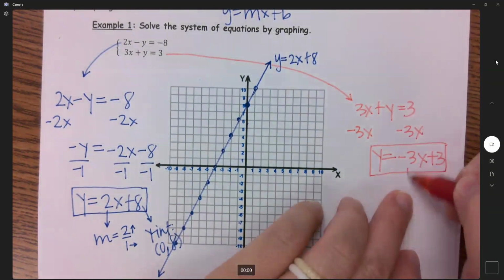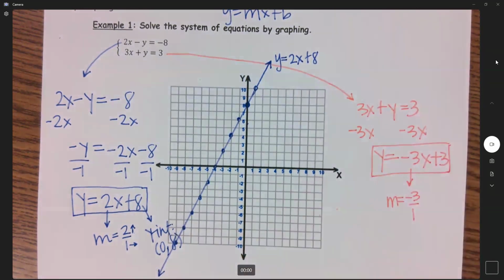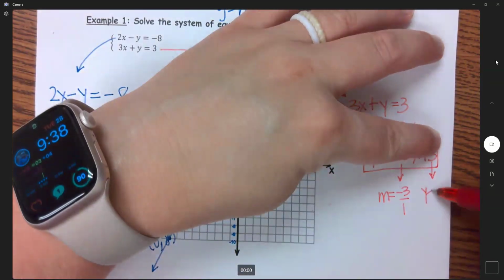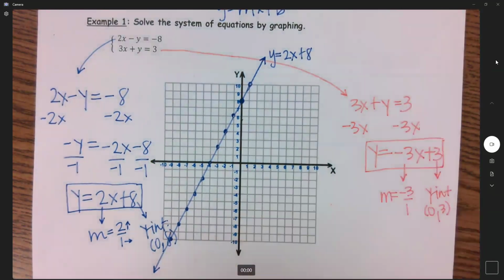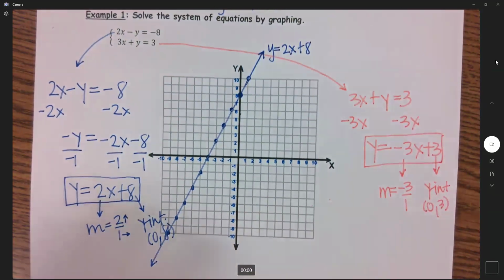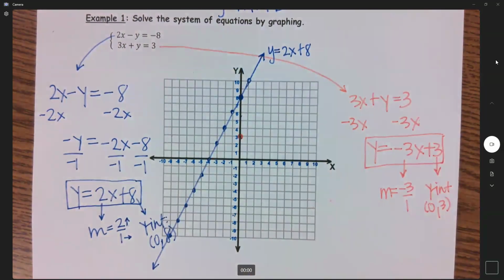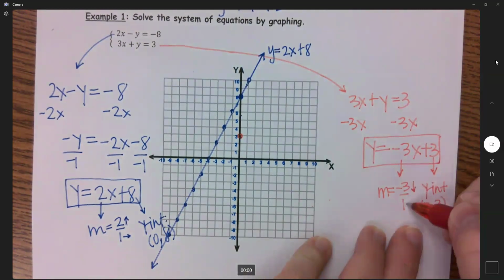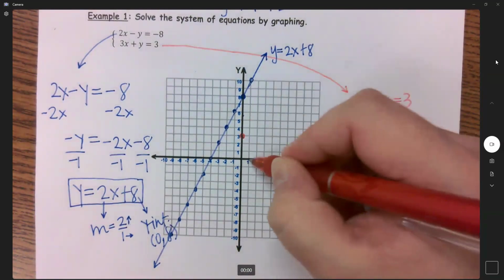All right, so my slope is negative 3, which is the same as negative 3 over 1. And this 3 right here is my y-intercept at 0, 3. So we start with that y-intercept at 3. Negative 3 over 1 means down 3, to the right 1. So down 1, 2, 3, to the right 1.